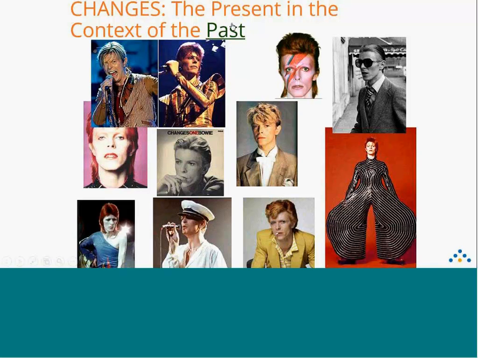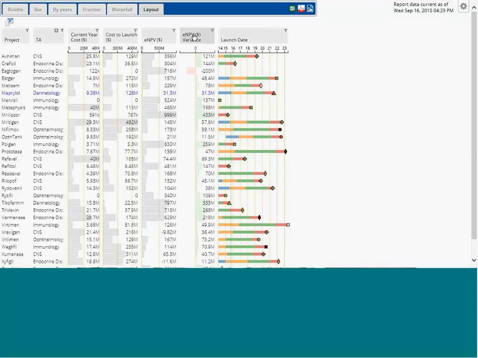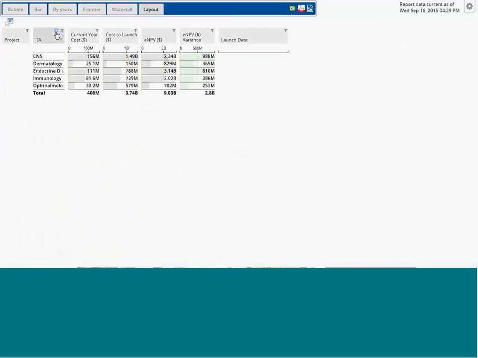So if we think about variance analysis, the simplest thing we can do is simply ask the question, what's changed since the last portfolio review? And so you can see here a simple variance analysis for revenue over time is going to highlight those projects that have had an increase in revenue or a decrease in revenue over the last review period's time. And you can look at this both on a metric over time, like revenue, or you can look at something like ENPV.